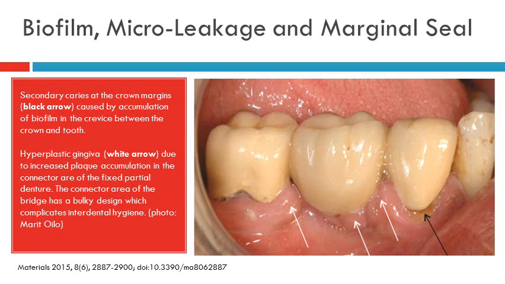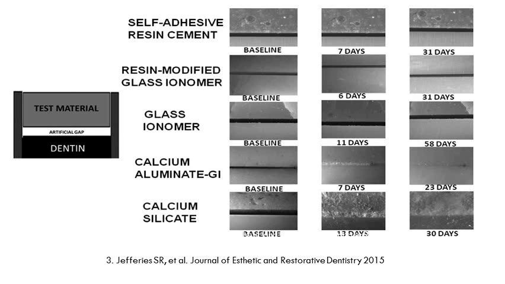You see with the white arrows that hyperplastic gingiva has increased due to plaque accumulation around the fixed partial denture. And so bioactive materials can help the tissue stay healthy and solid to the tooth. A recent published article showed without a doubt that only calcium-based or bioactive cements can actually seal these gaps. Within maybe 7 to 13 days, these gaps can be filled and sealed continually by the apatite formation of the calcium and the phosphates.